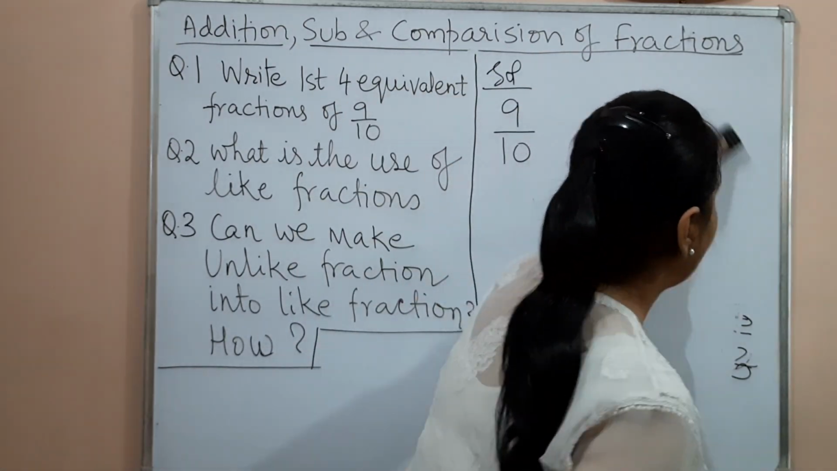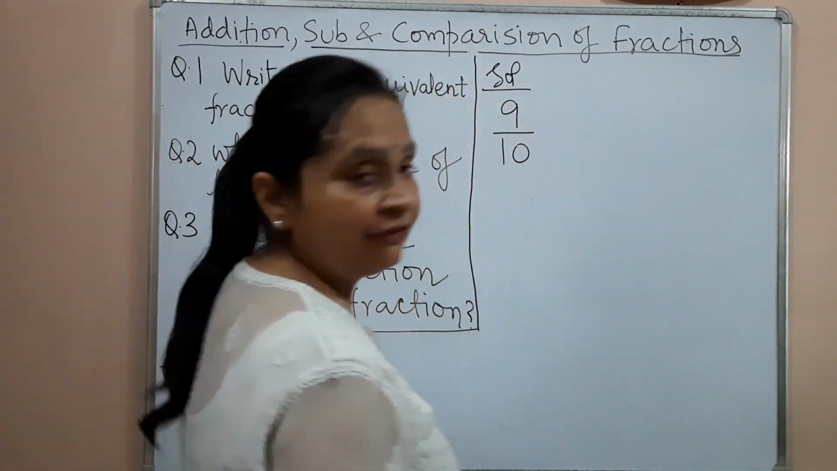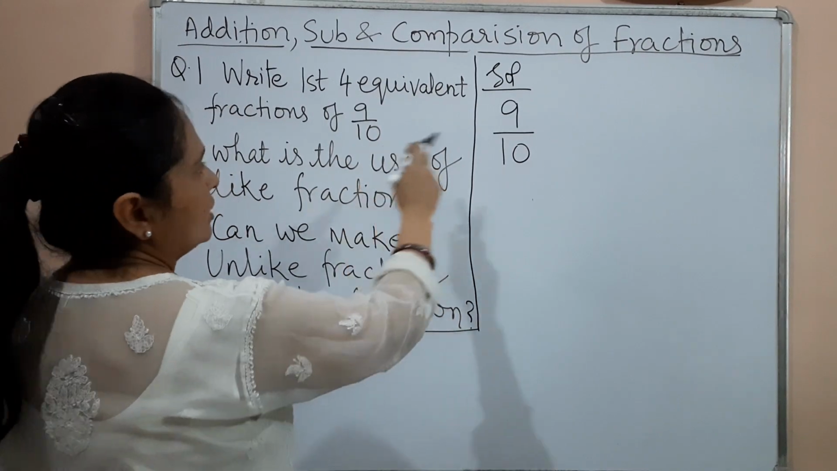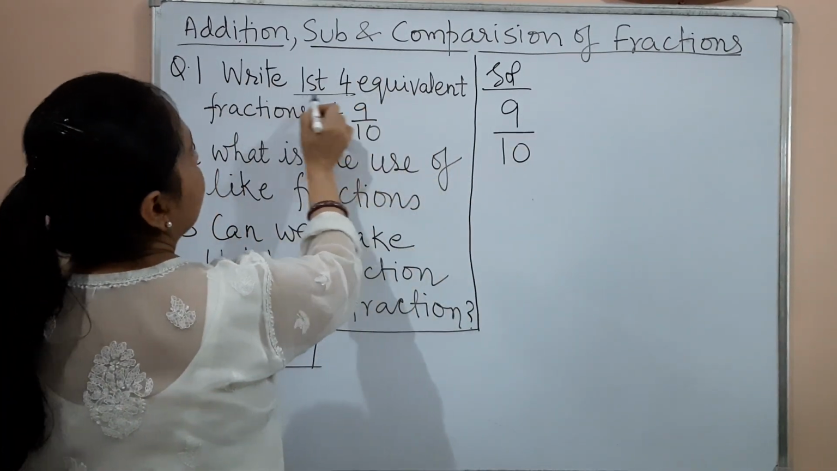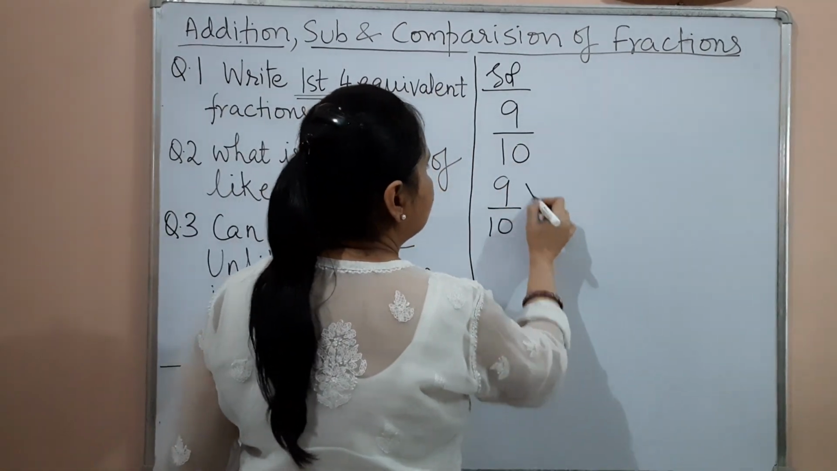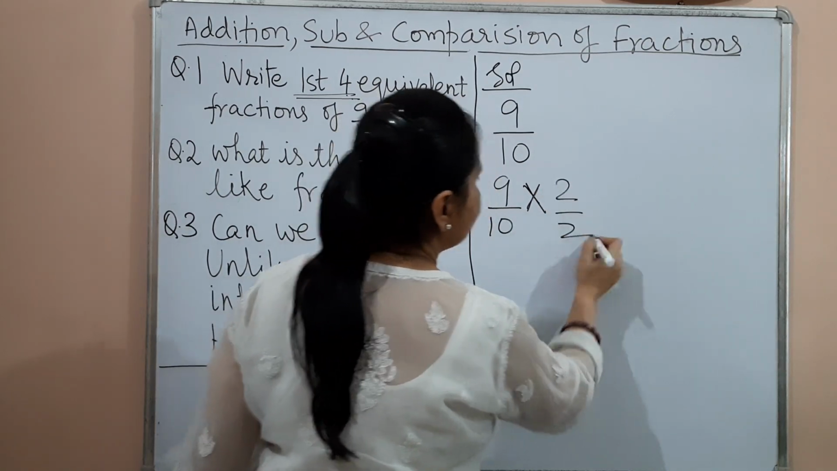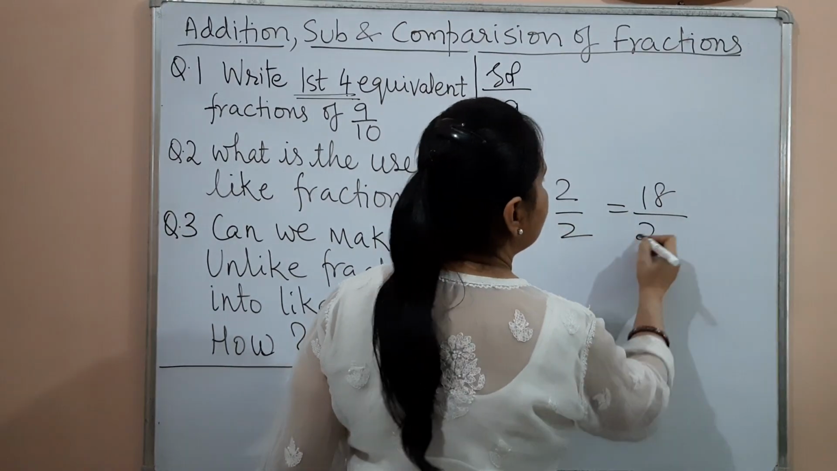Multiplying it by 1, and 1 can be anything: 4 by 4, 7 by 7, anything. So write 4 equivalent fractions of 9 by 10. If the first 4 are asked, okay? So if I multiply 9 upon 10 by 1, and 1 means 2 by 2, I'll get 18 upon 10 2s are 20.